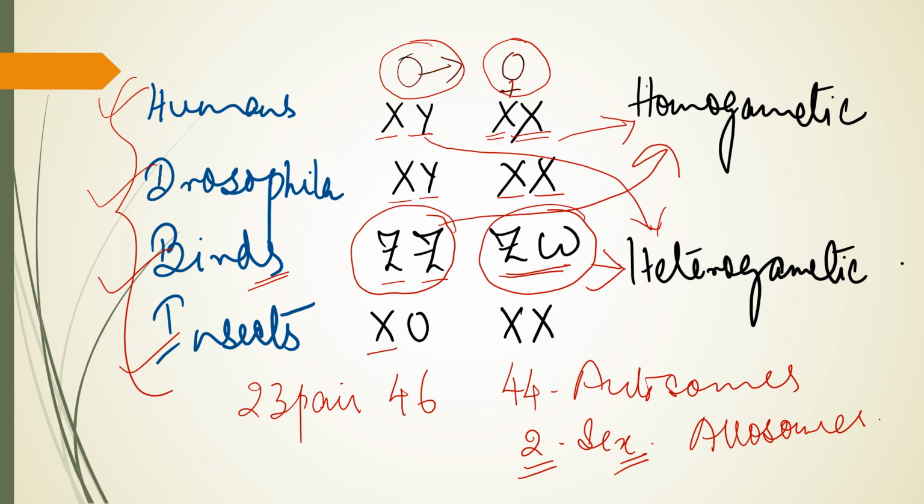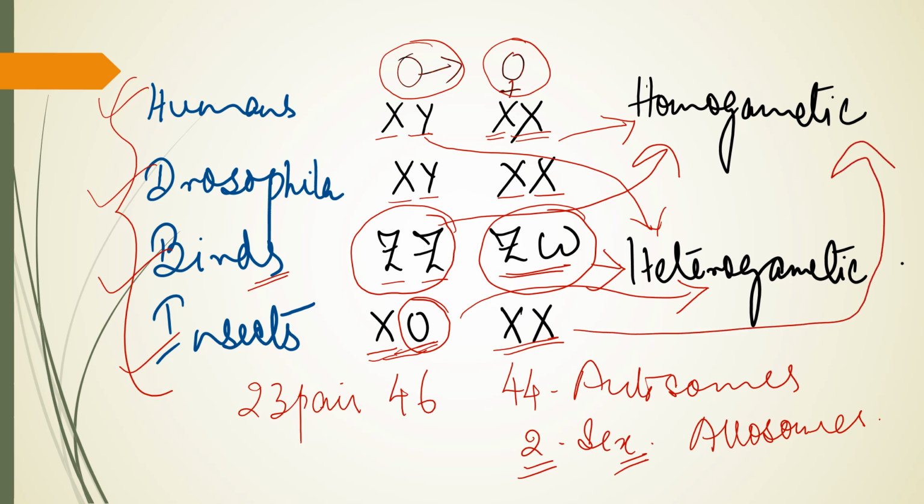Now coming to insects. In insects, one is XO and one is XX. O means there is no chromosome actually, which has been represented as O. So in insects the male is heterogametic, XO, and the female is homogametic, XX. Is it clear to all of you now? So we know now which one is heterogametic and which one is homogametic. We know that these 2 sex chromosomes determine the sex of the particular organism, humans, Drosophila, birds and insects.